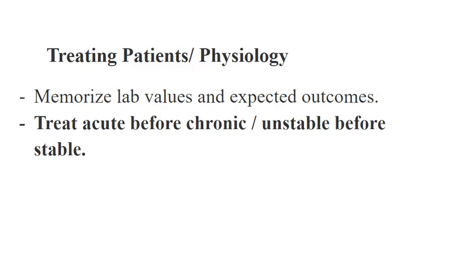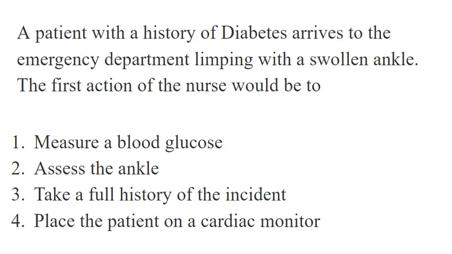In regards to physiology, treat acute before chronic and unstable before stable. So a patient with a history of diabetes comes to the ER limping with a swollen ankle. The first action would be to what? And we have a choice here for blood glucose, and many students would say, well, maybe their diabetes is out of whack. No, we want to do unstable before stable, and then acute before chronic.